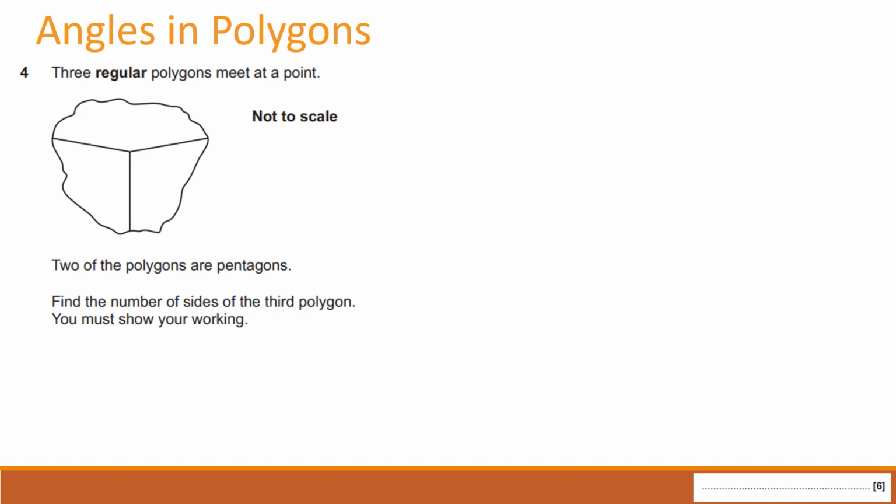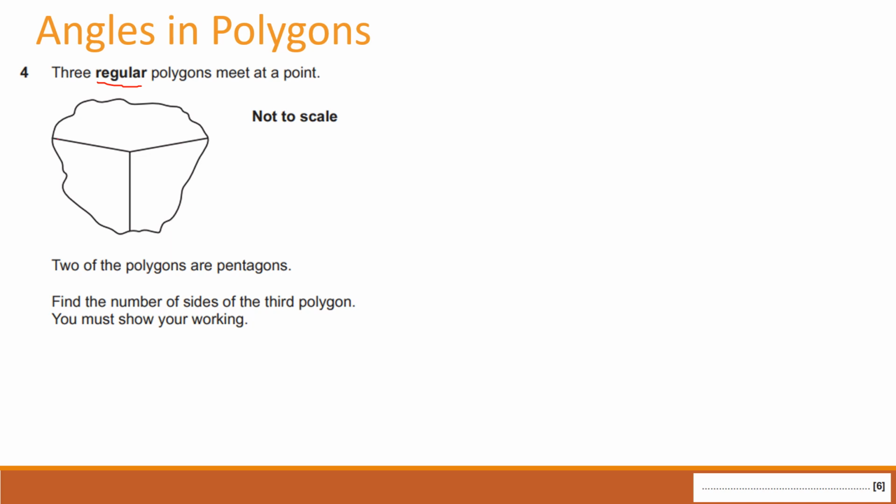Now, it's quite a wordy question, so make sure you read the question carefully and look at key information given in the question. So, for example, the key word here, regular, at the beginning of the question is highlighted in bold. So you need to spot that you have got a regular polygon. So here there are 3 regular polygons in the diagram, and you're told that 2 of the polygons are pentagons.